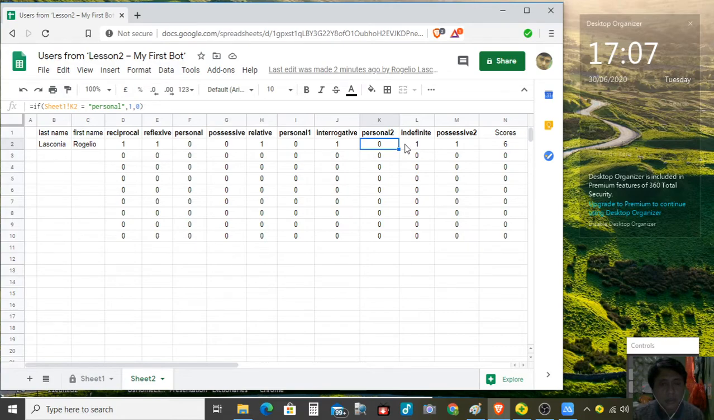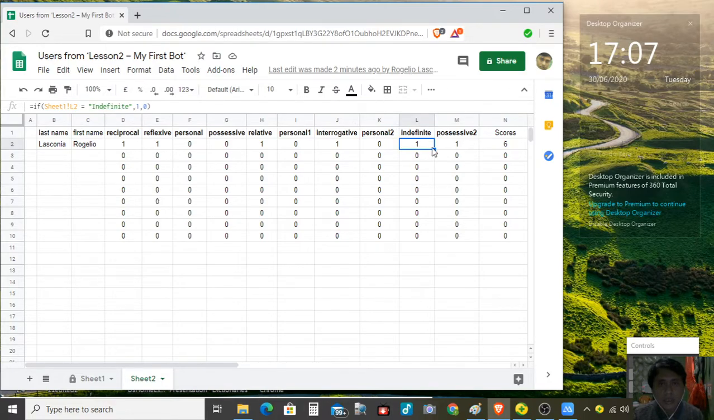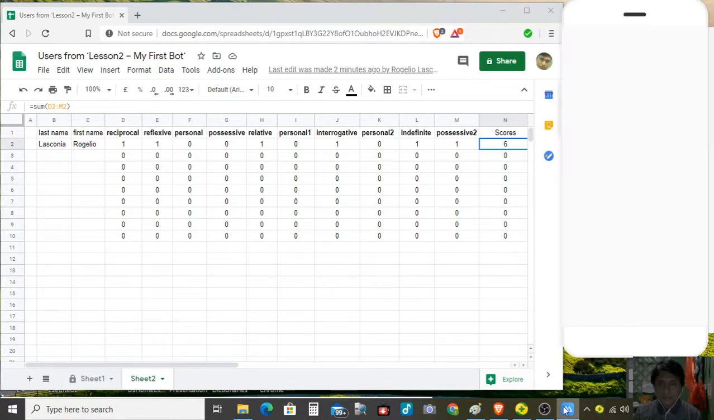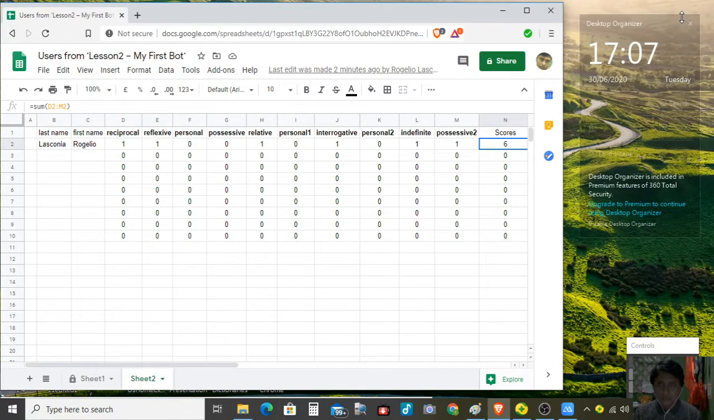Because of the other sheet, what would be the answer? Let us see. Possessive. Then go back to sheet 2. So we have here indefinite, possessive, then the summation of scores. So let's try another one.